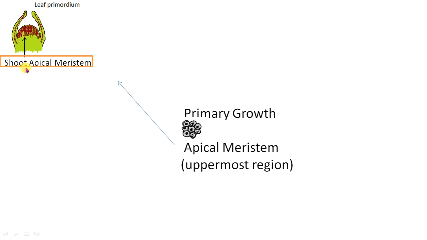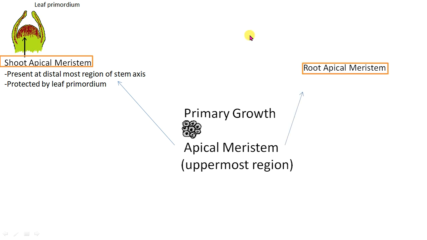These meristems, the continuously dividing cells, go on dividing and increase the number of cells. This is the uppermost region, so it is called apical meristem. In the case of shoot, they are situated at the most distal region of the stem axis, and these are protected by the leaf primordia. While in the case of root, they are also present at the apical region of the root, that is the root tip, and this is protected by the root cap.